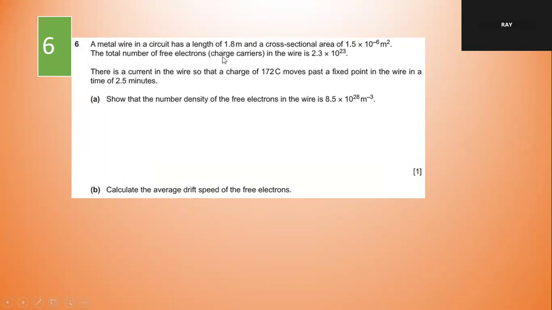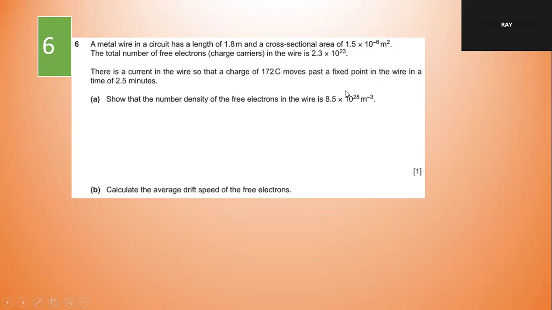number of electron charge carrier in the wire is 2.3 times 10 to the power 23. There's a current in the wire so that the charge of 172 Coulomb moves past a fixed point in the wire in a time of 2.5 seconds. Show that the number density of free electrons in the wire is that.